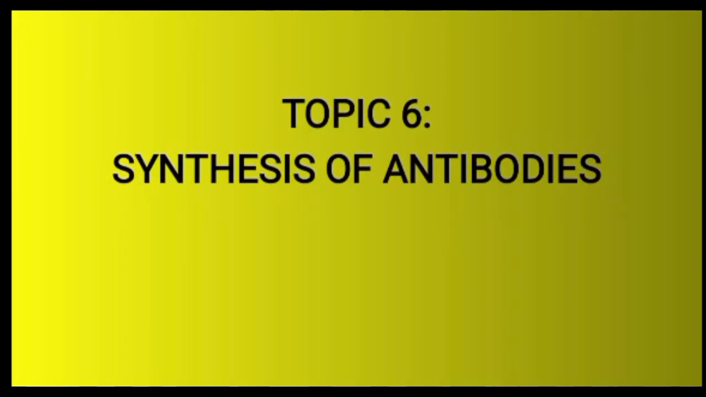Today we are going to explain the synthesis of antibodies. We have been explaining antibodies throughout the lecture from topic 1 to 5, and today we are going to explain how the organs of the immune system use the step-by-step mechanism in the production of antibodies in vivo within the body.